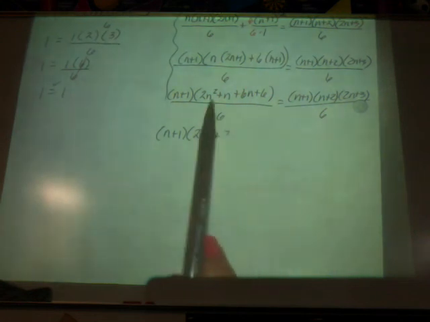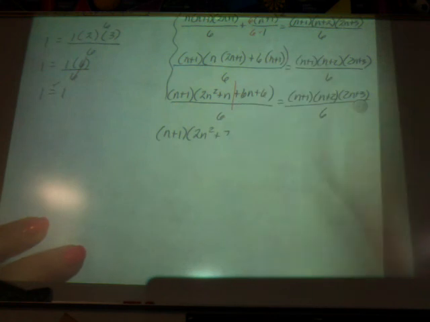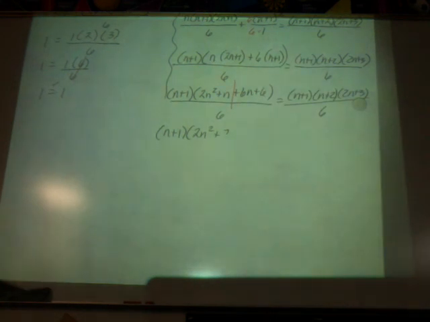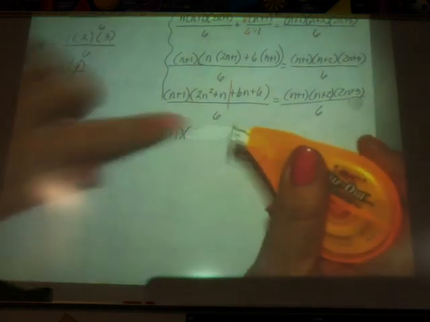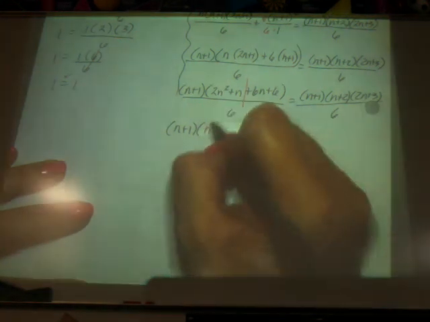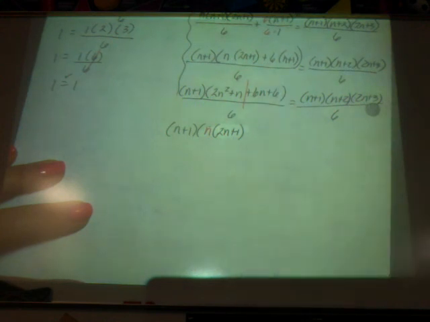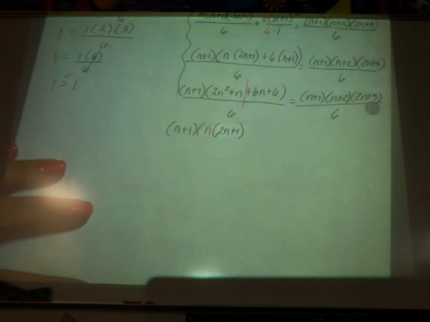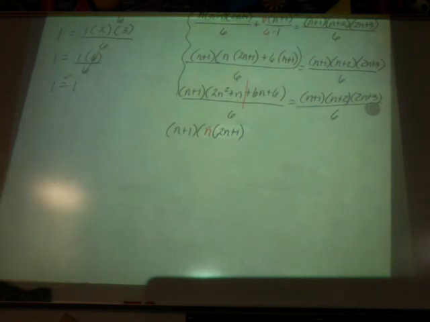Actually, I wouldn't do this. Can't I do group and garbage from here? Mm-hmm. It's so much easier. I'm going to cut that in half. So I have an n in common there. So back out an n. 2n plus 1. I have a 6 in common there. That didn't work. It didn't work when you did that, did it?